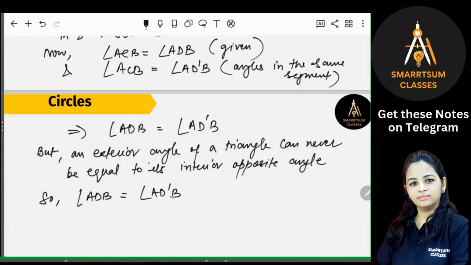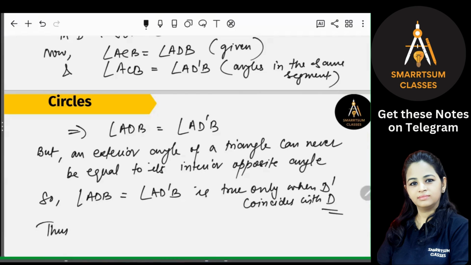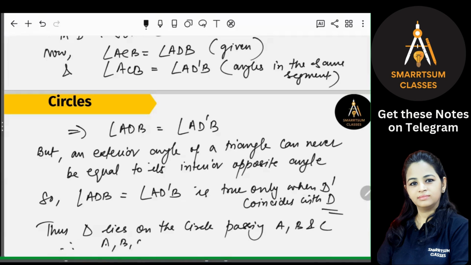Okay. So this is true only when D dash coincides with D, right? So these two points are not different points. They are the same points. So this is true only and only when D dash and D are the same points. They are coinciding points. Thus we can say that D lies on the circle passing through A, B, and C. Therefore, A, B, C, and D are concyclic points, right? So we have proved that A, B, C, and D are concyclic points.